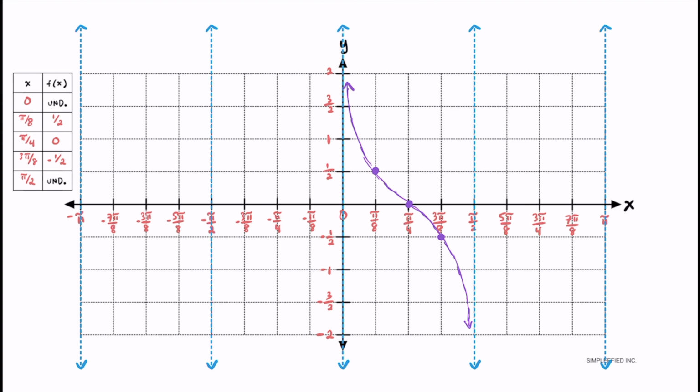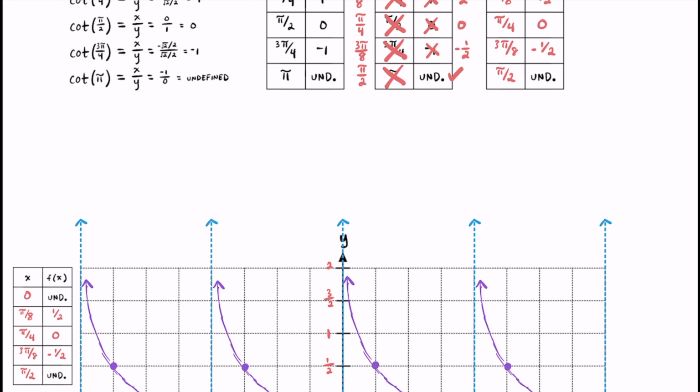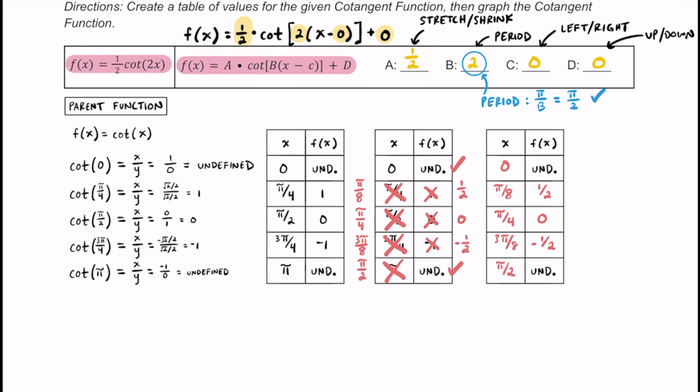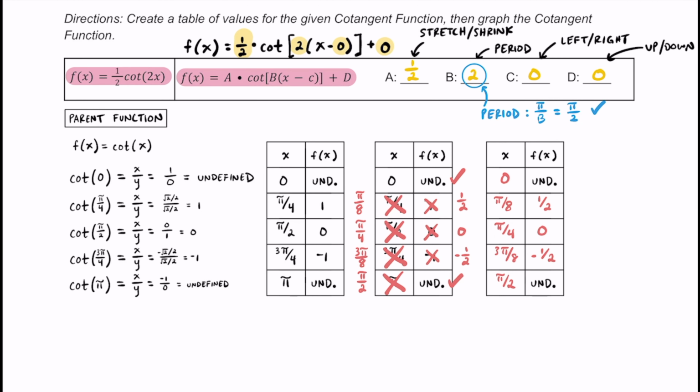Making a rough sketch through these 3 points, this is what our cotangent graph would look like for one period. And because these functions are cyclical, we can sketch it again over here, and here, and here. And so there you have how to graph a cotangent function given a couple of transformations. For this particular case, we just had a little bit of stretch and shrink being applied to the cotangent function, as well as a period change.